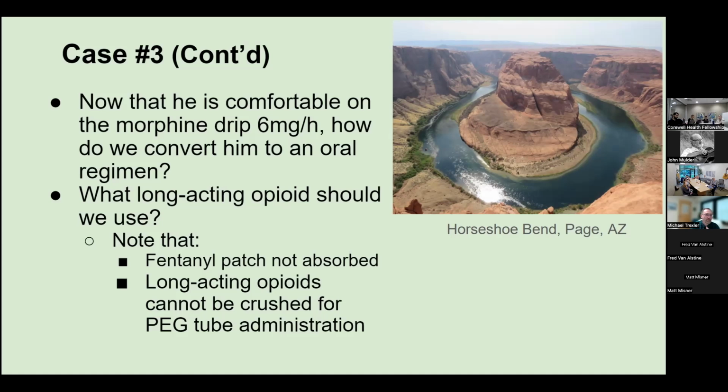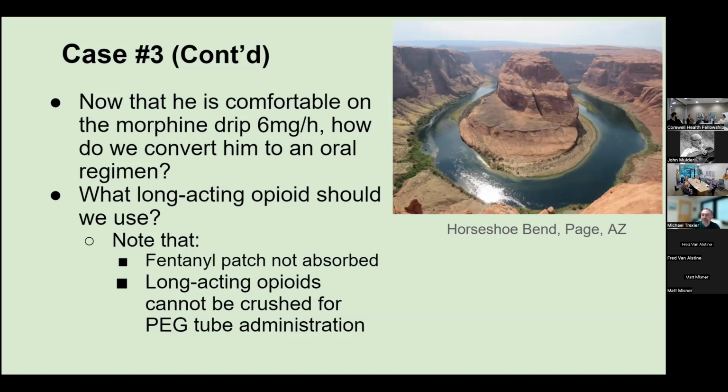So what long-acting oral or other type of opioid should we use? We've already established that fentanyl patches are not absorbed well in this gentleman because he is so cachectic, and he has a PEG tube and dysphagia because of his prior esophageal cancer. So long-acting opioids typically cannot be crushed and put in a PEG tube because they become immediate release. So morphine, oxycodone, those all become immediate release if you crush them. So is there another option that we can use?